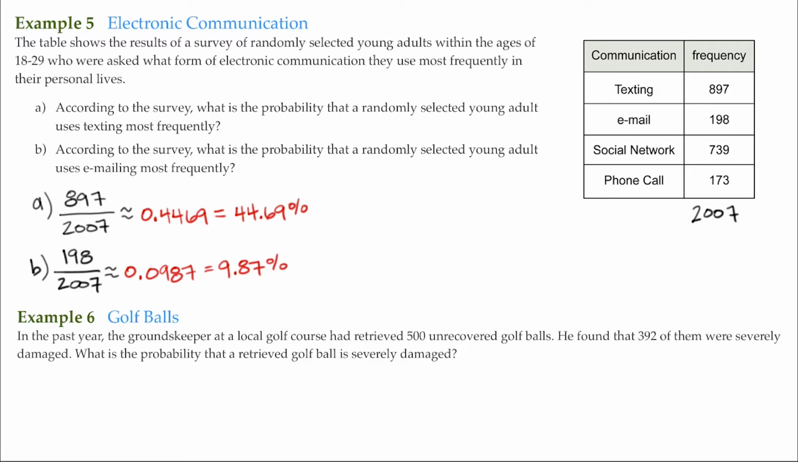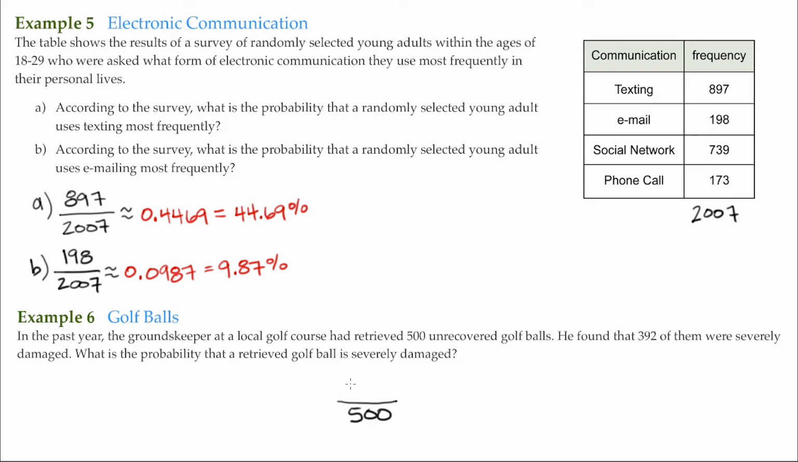Of course, for the golf balls example, it states, in the past year, the groundskeeper at a local golf course had retrieved 500 unrecovered golf balls. He found that 392 of them were severely damaged. What is the probability that a retrieved golf ball is severely damaged? And of course, we could see right here, there's a total of 500 unrecovered golf balls. That's our overriding total. 392 of them were severely damaged. So what is the probability that a retrieved golf ball is severely damaged?